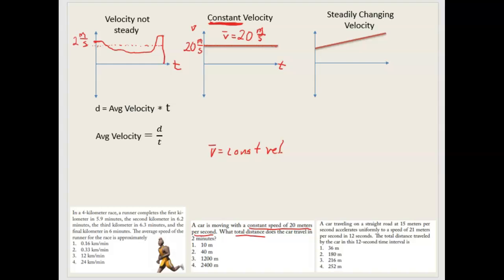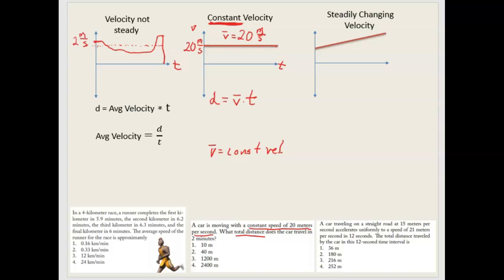Well, we know displacement equals average velocity times time, and distance equals average speed times time. So we can think of d as displacement or distance and v as velocity or speed. So displacement goes with velocity, distance goes with speed. All right, so we're going to say distance, which is what we're trying to find, is our average speed.